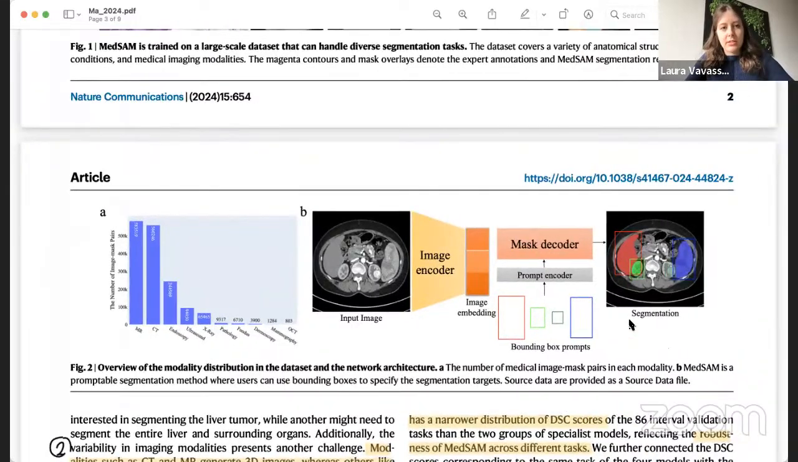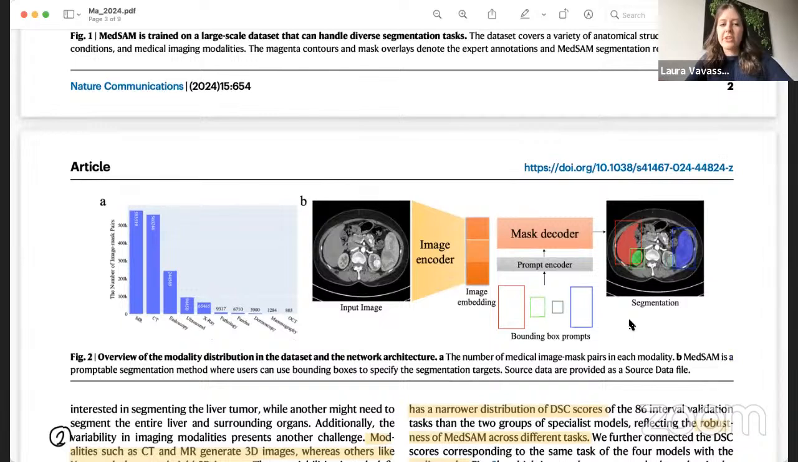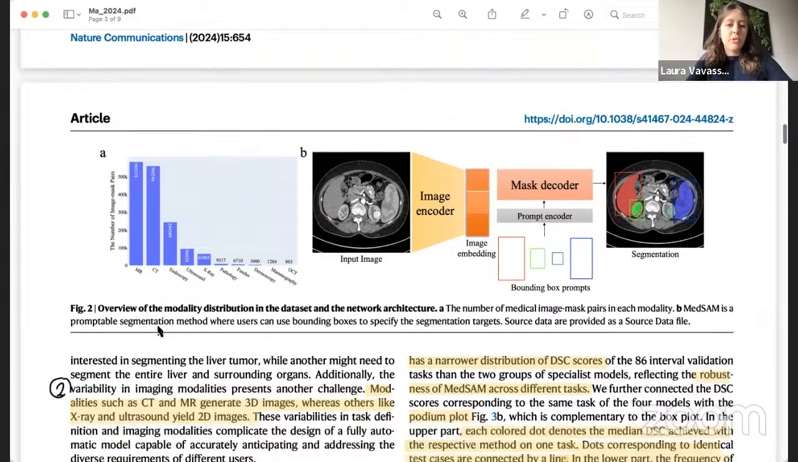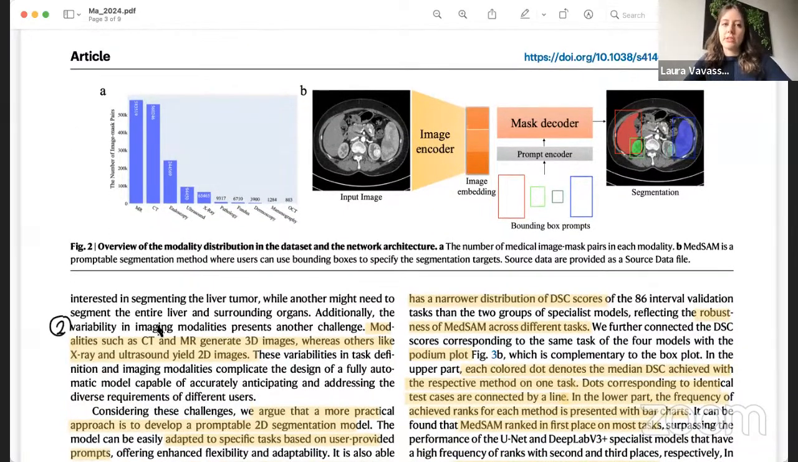The main problems that the authors needed to overcome are related to the fact that when you input an image, you need to define what is the target of segmentation. For example, if you give the image of an abdomen, you need to say which is the organ of interest for you. The second problem is that while images such as MR and CT result in 3D images, some other modalities result in 2D images. So what the authors decided to do is to treat 3D images as 2D images, using the different slices and applying the segmentation to each of them. And for the specification of the target to be segmented, they introduce the concept of bounding box, to define where the organ or the lesion of interest is located in the image.